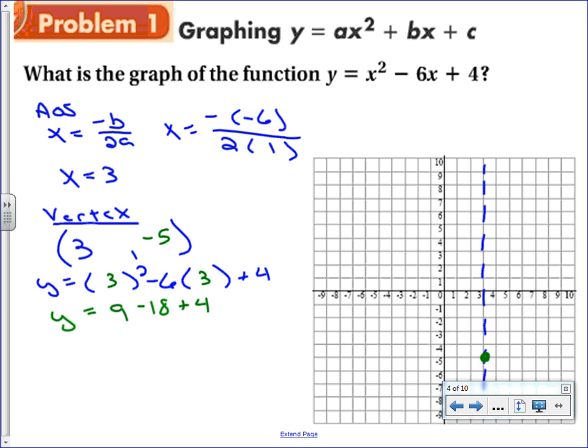Now we need one more, guys. We want to label that the vertex. We want to label the axis of symmetry, x equals 3. There we go. Now another point.